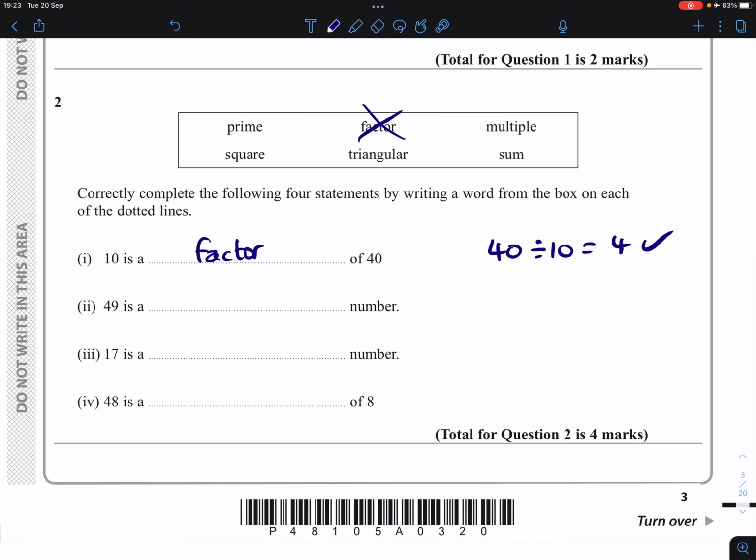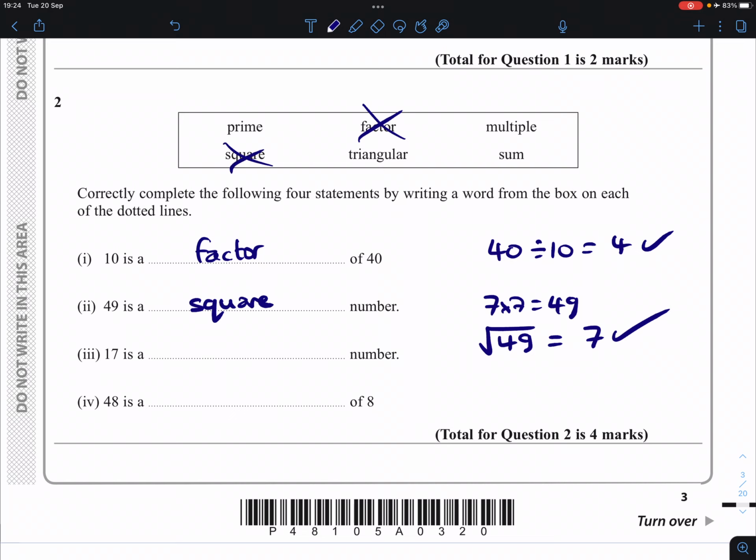Next one, 49 is a something number. Well, it's not a prime number because 7 times 7 is 49, so it is not prime. Multiple doesn't make any sense because we have no other number to compare it to. Square number, well, if 49 is a square number, then that would mean that it has a nice square root. So let's do the check for that. And we end up with 7, so that works. So square is our word for that.